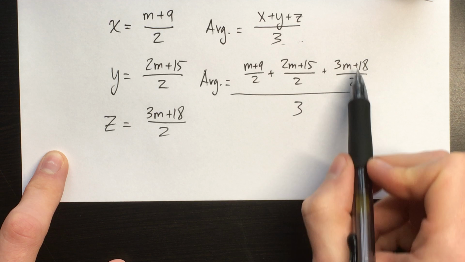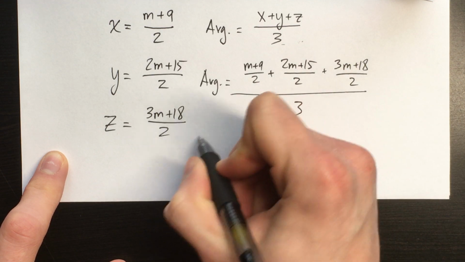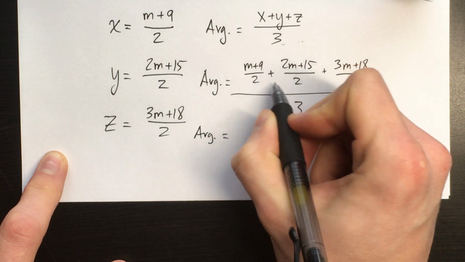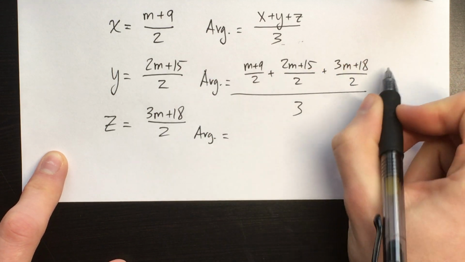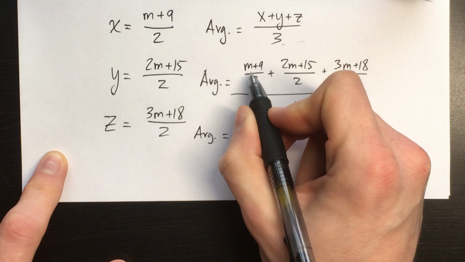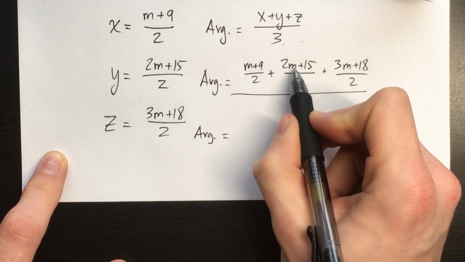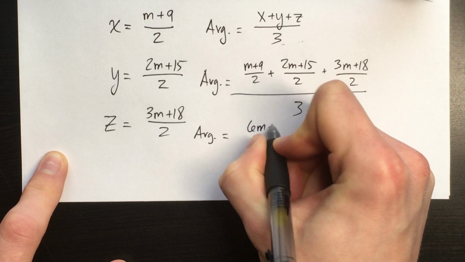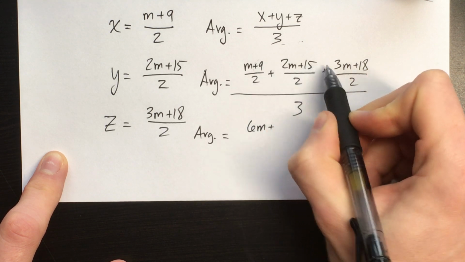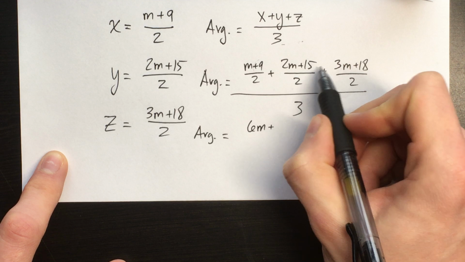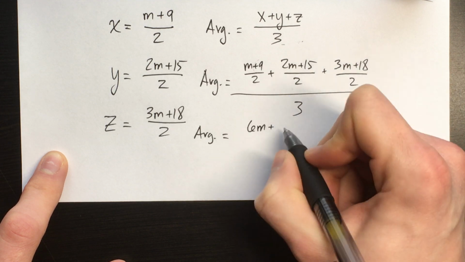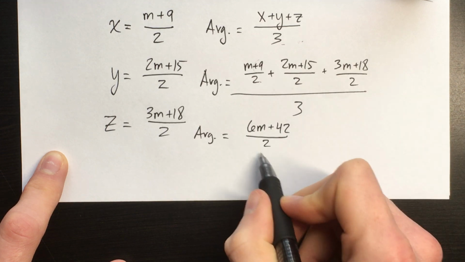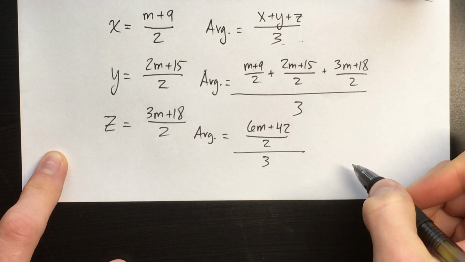Now you can combine these fractions. Since they all have the same denominator, you can just go ahead and add across. How many m's are there? m plus 2m is 3m, plus 3m is 6m. Then 9 plus 15 is 24, plus 18 is 42. So 6m plus 42, and don't forget your denominator of 2, and this is still all divided by 3.